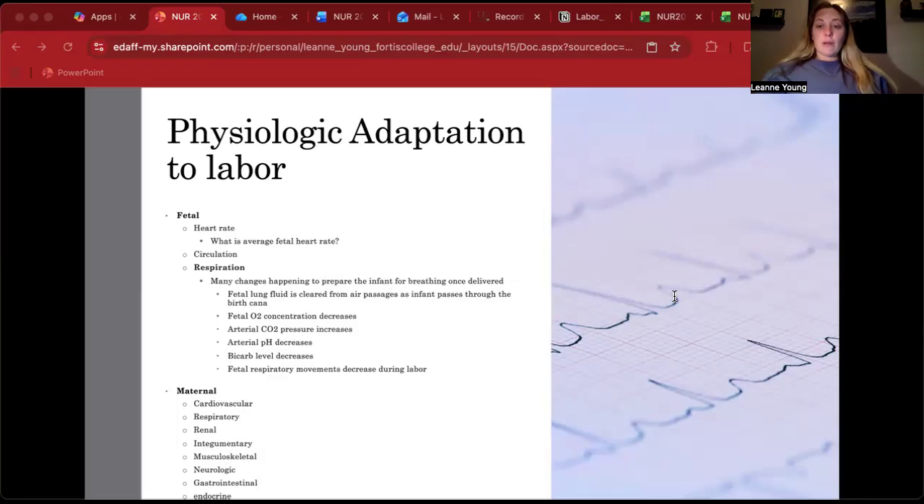Occasionally, moms will hyperventilate during labor, so it's really important as their nurse that we're coaching them through labor, reducing the instances of hyperventilation, because that can impact not only mom's respiratory status but fetal respiratory status as well. Okay.